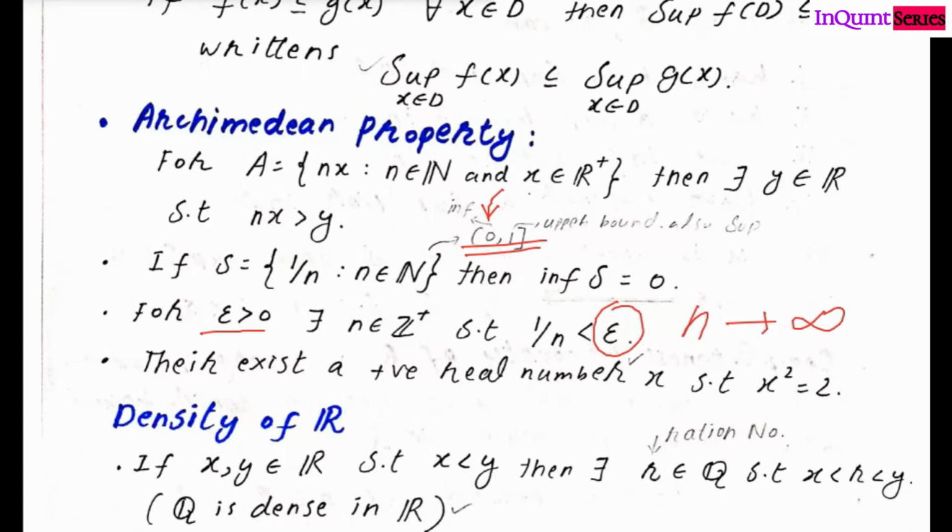So the next key point is there exists a positive real number x such that x square is equal to 2. That means x is equal to square root 2. So in that sense our square root 2 is a real number.